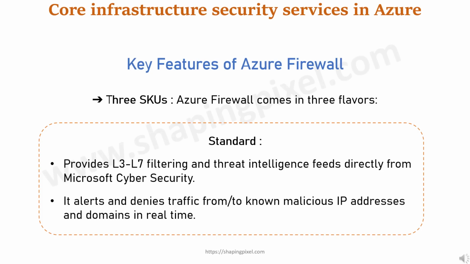Key features of Azure Firewall. Azure Firewall comes in three flavors. Standard provides L3 to L7 filtering and threat intelligence feeds directly from Microsoft Cybersecurity. It alerts and denies traffic from or to known malicious IP addresses and domains in real time.